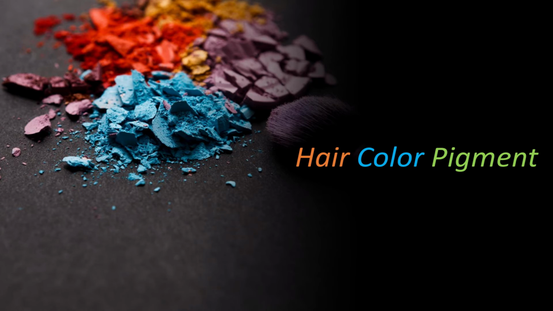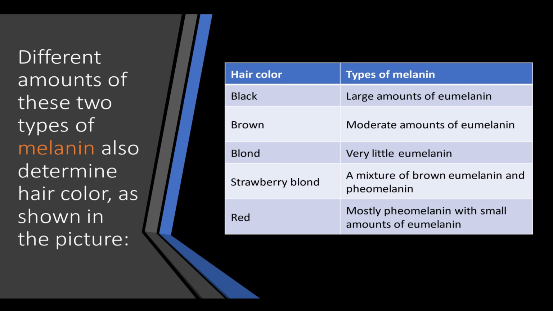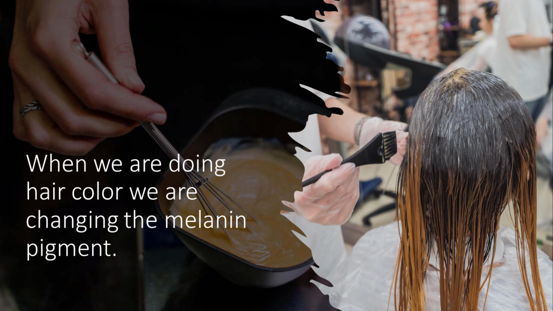Hair color pigment. Melanin. Melanin is a natural pigment that determines the color of your hair. When the production of this pigment slows down, hair turns gray or white. Your hair color is determined by the type and amount of melanin in your hair. Genetics play a huge role in which type of melanin you are born with. Melanin plays another crucial biological role in hair. It protects hair against sun rays, photoprotection, and ultraviolet (UV) radiation. Different amounts of these two types of melanin also determine hair color, as shown in the picture. When we are doing hair color, we are changing the melanin pigment.